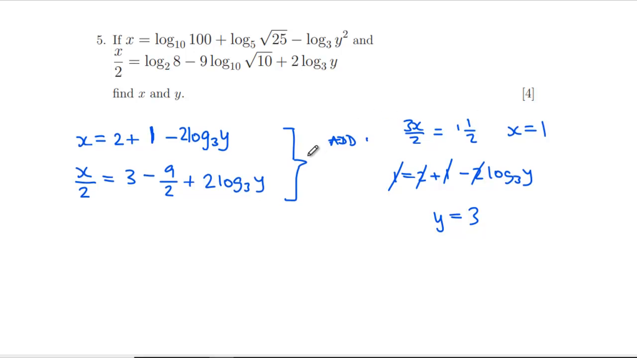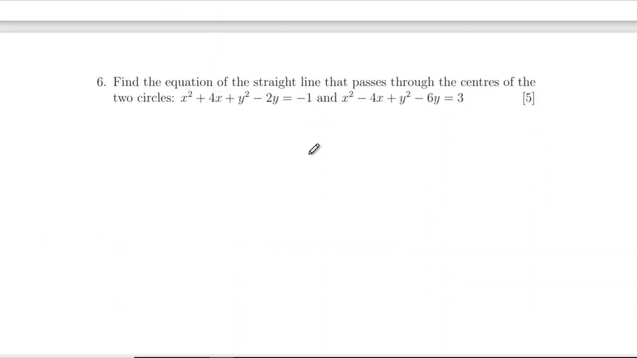Okay, log questions are always nice. I know I say that on every paper, but they always are.